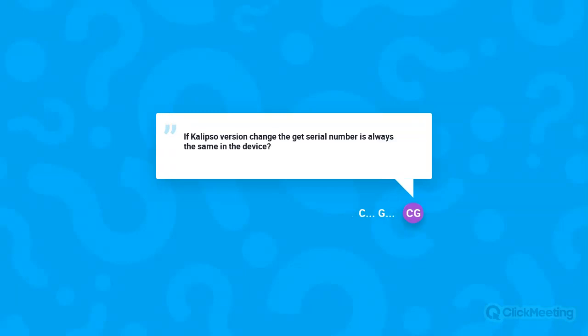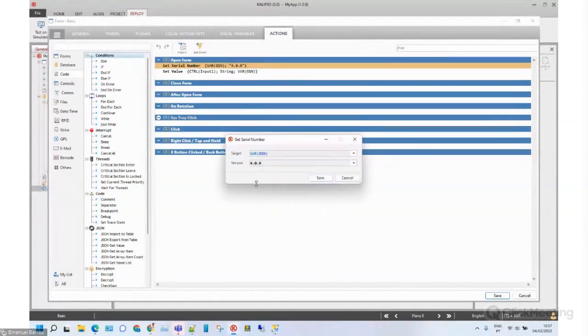Yeah. If the Calipso version changes, the get serial number is always the same in the device, if you are using the same get serial number, yes. So that's why we have different versions of this.